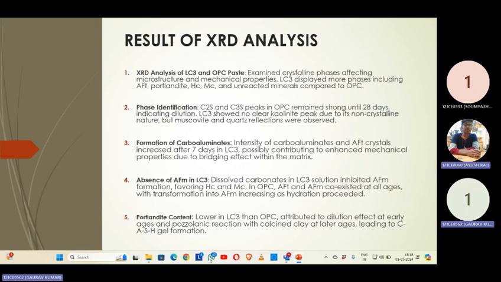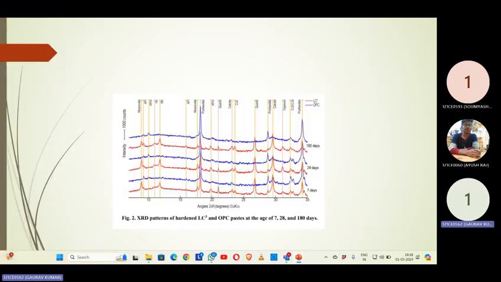Fifth point is portlandite content lower in LC3 than OPC, attributed to the dilution effect at early age and pozzolanic reaction with calcined clay at later age, leading to gel formation. Next slides. These are the XRD patterns of hardened LC3 and OPC paste. Next slides.